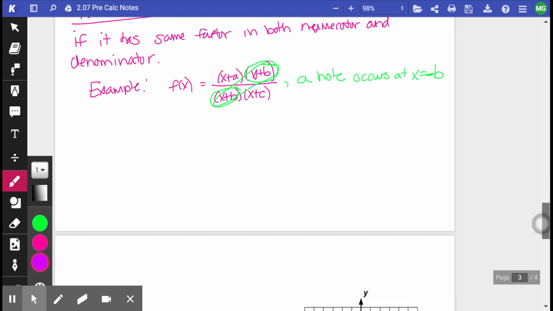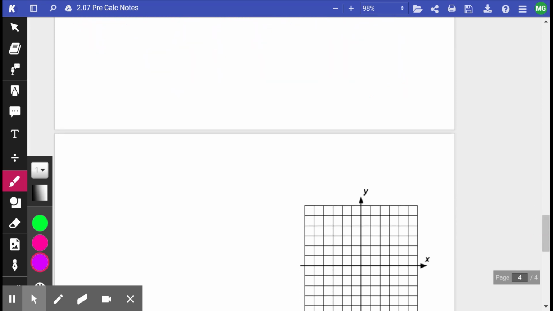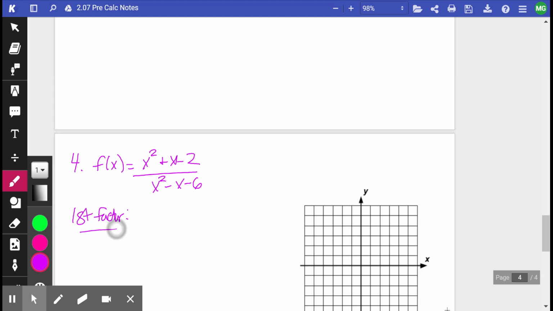All right, so on this one here, number 4, I want you to find the horizontal asymptote, the vertical asymptote, and any holes as well. So this time, the first thing we're going to start, which we couldn't do before because there was nothing that needed to be factored, is we want to factor it. So we're going to start by factoring our numerator and our denominator.